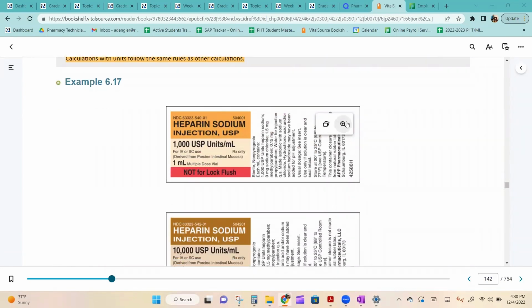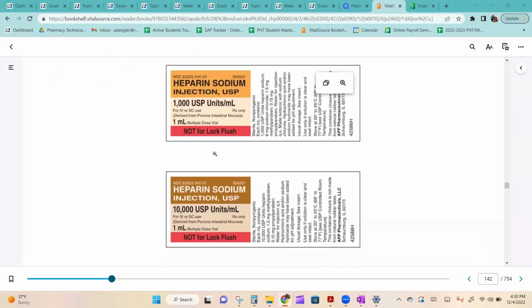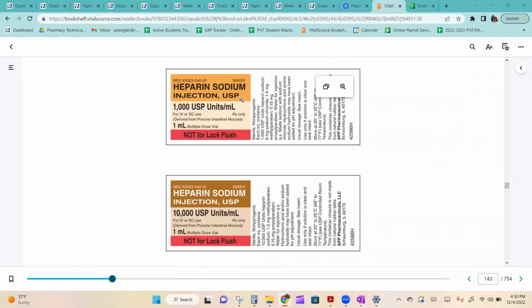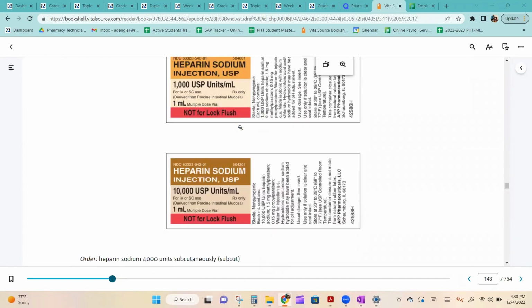We have two labels here for heparin sodium. This one here says heparin sodium injection USP, 1,000 USP units per ml. So that means every ml the patient receives, they are getting 1,000 units of heparin. This can be given IV or SC use, so IV intravenously, SC subcutaneously. It says here not for lock flush, so this is not for flushing out lines.